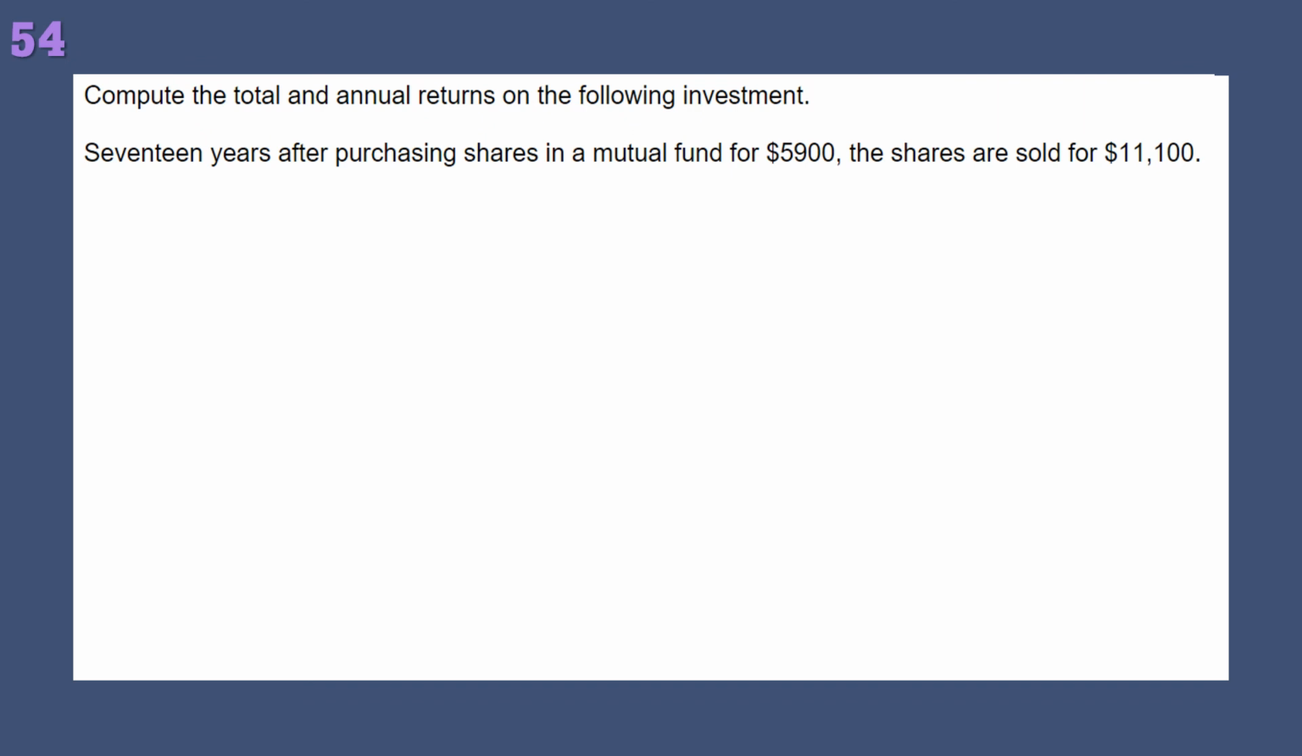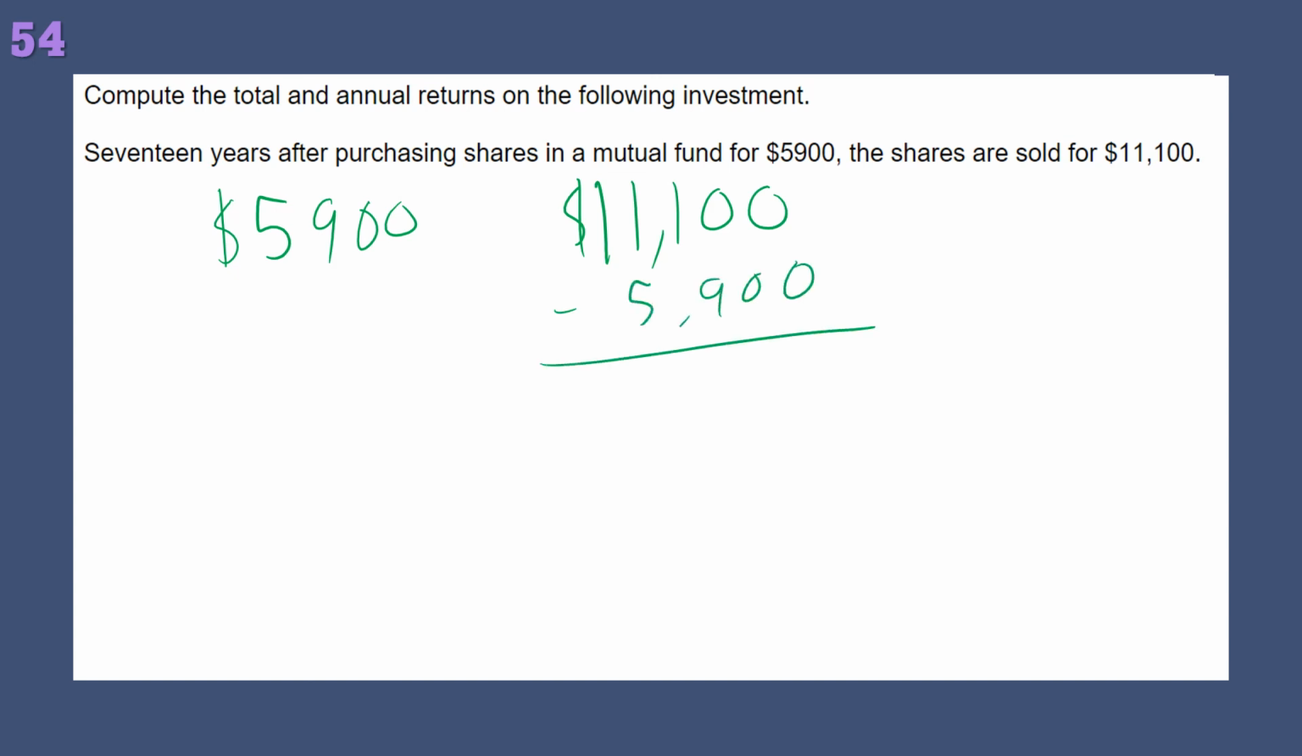Compute the total and annual returns on the following investment: 17 years after purchasing shares in a mutual fund for $5,900. So they paid $5,900 and then they sold for $11,100. They made some money, okay? How much money did they make? We're just going to subtract how much they put in, and that'll give us our total amount made. So it looks like they made about $5,200. That's pretty good. But we need to account for the fact that they made $5,200 over 17 years.